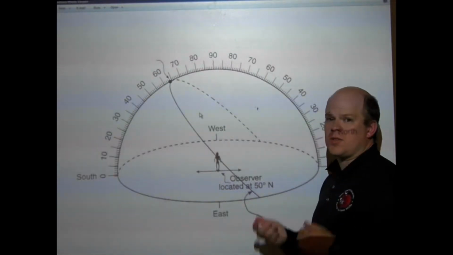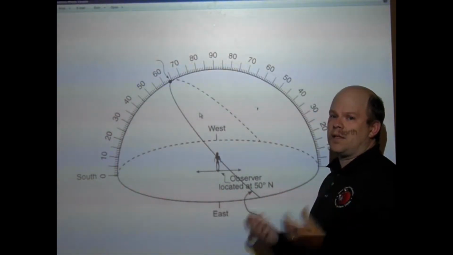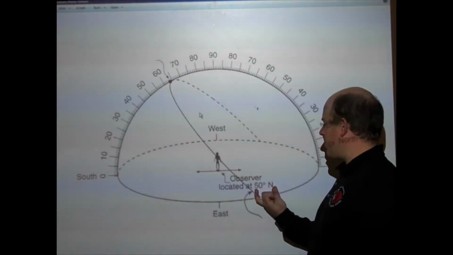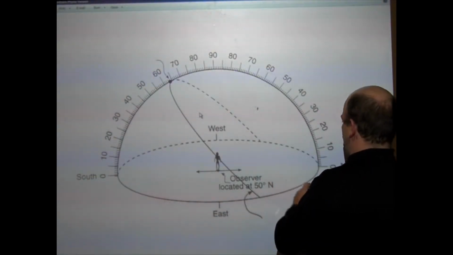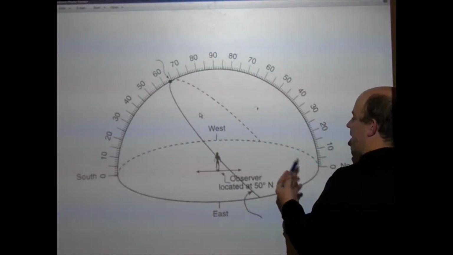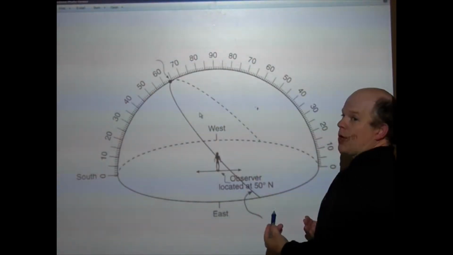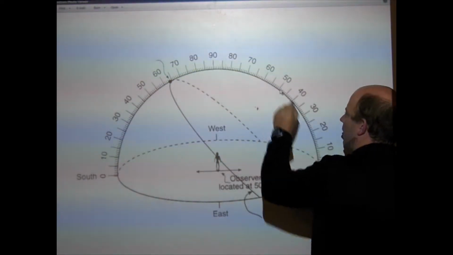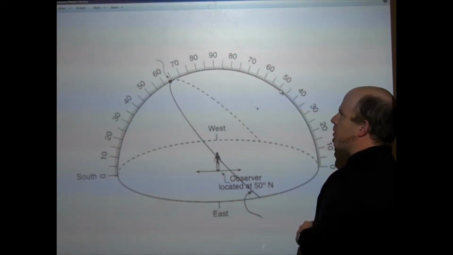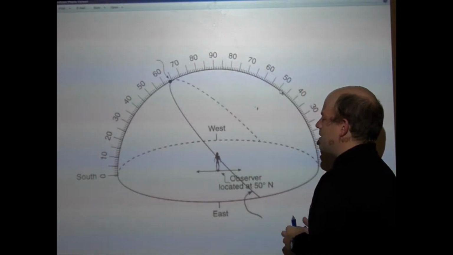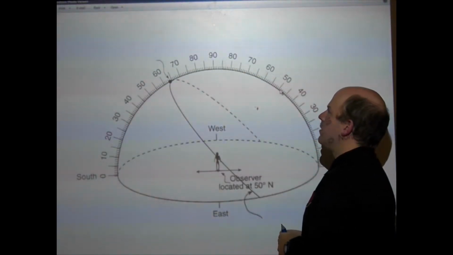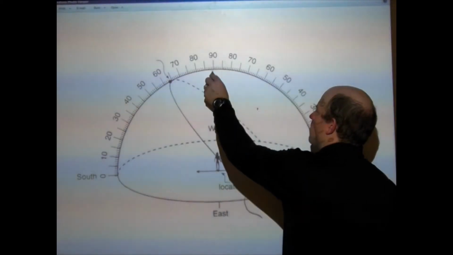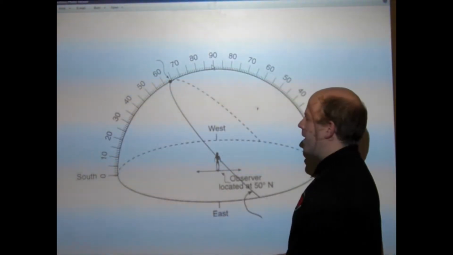We looked at this back in the beginning of the unit. Okay, we had to take a look at the observer's location, 50 degrees north. So I'm going to find north, because Polaris is the North Star, and I need to mark where Polaris is. So that would mean Polaris is right here, okay? And I need to mark where the zenith is. The zenith would be the highest point in the sky, so the zenith would be marked right here at 90.